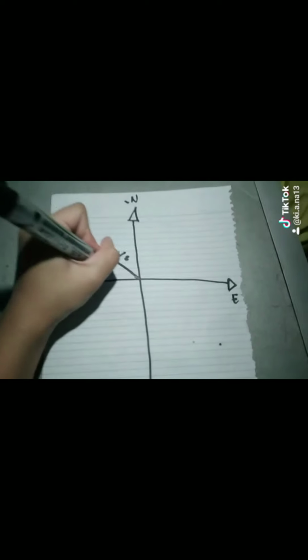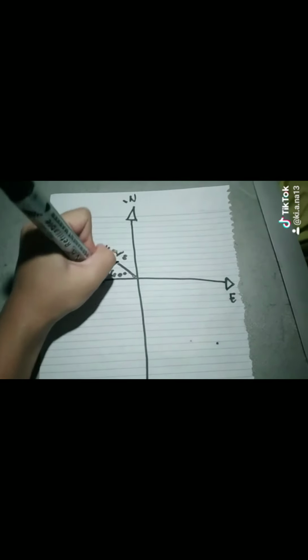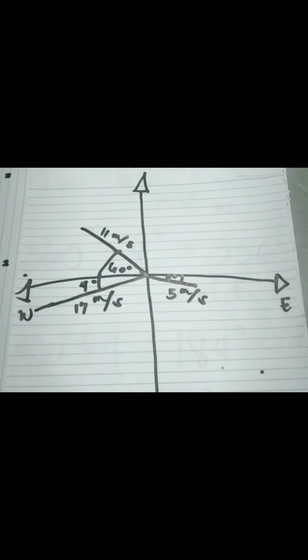60 degrees. The magnitude is 11 meters per second. The length of our first vector should be like this. So let us label 11 meters per second and 60 degrees. And now I am done putting the second and third vector into our Cartesian plane.